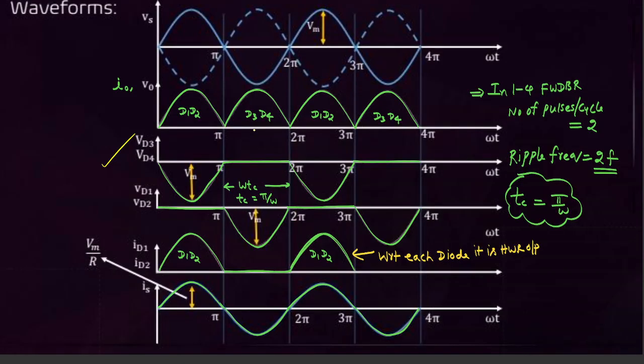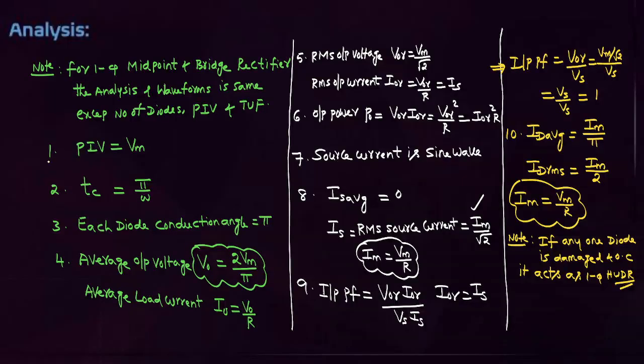But in the midpoint type rectifier, one diode is conducting at a time, whereas here 2 diodes are conducting. This is also a 2 pulse converter, ripple frequency is 2. The only difference is the peak inverse voltage. For single phase midpoint and bridge rectifier, the analysis and waveform are the same, except the number of diodes, peak inverse voltage and transformer. These 3 are the only differences, remaining all are the same.